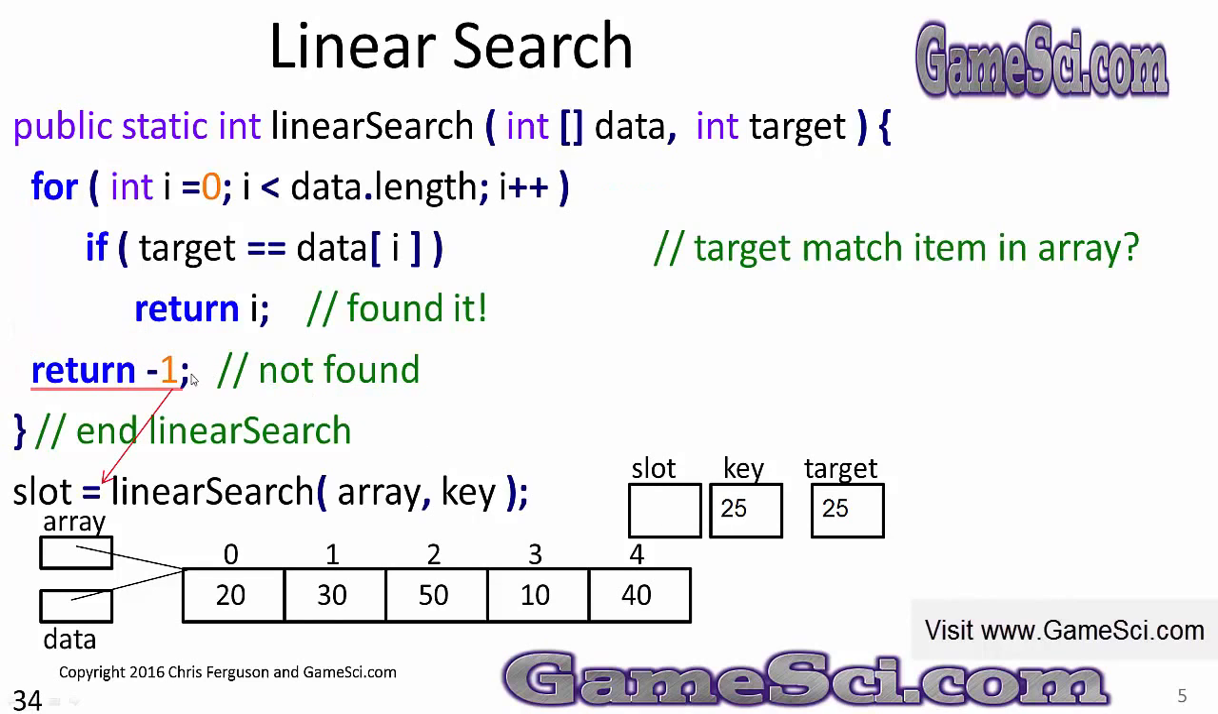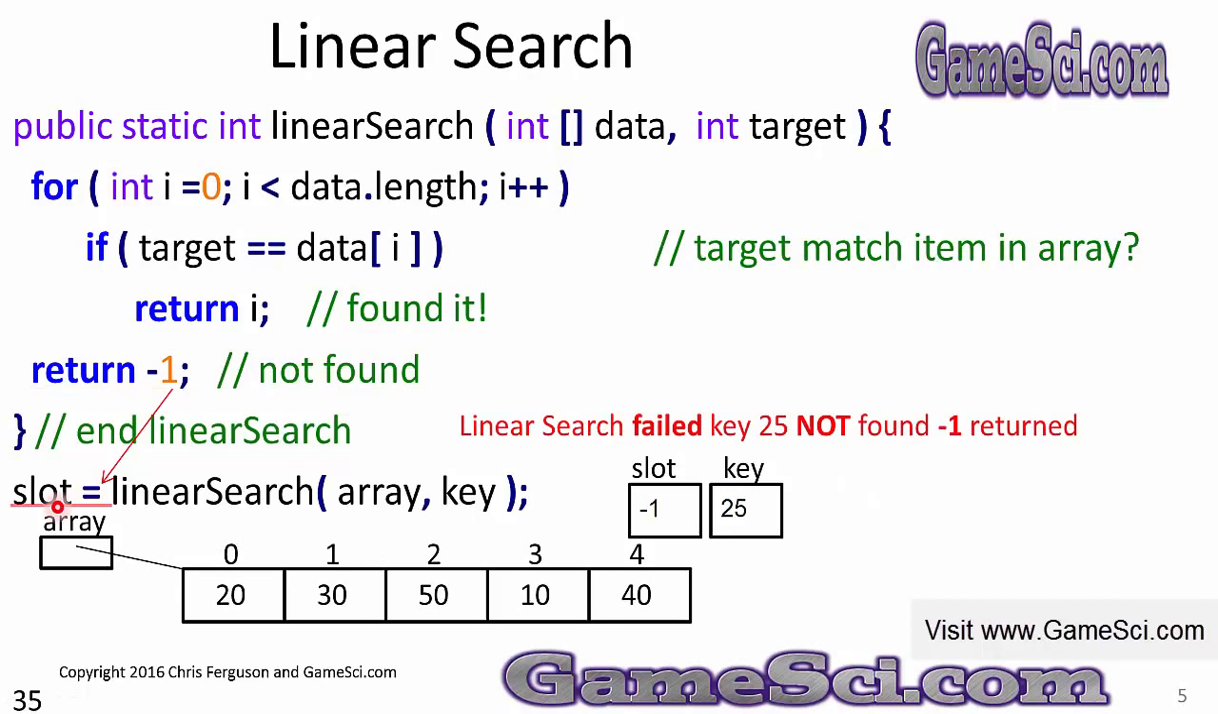The return -1 is a flag. The -1 is a flag that we did not find the data. We searched down the entire length of the array, never found 25. The -1 is the flag that we return to the equal sign to tell it it wasn't found. When I execute the slot equals there, you can see the -1 showed up in slot. And a simple check of slot as a negative number will tell you the linear search failed. The key value 25 was not found in the array.